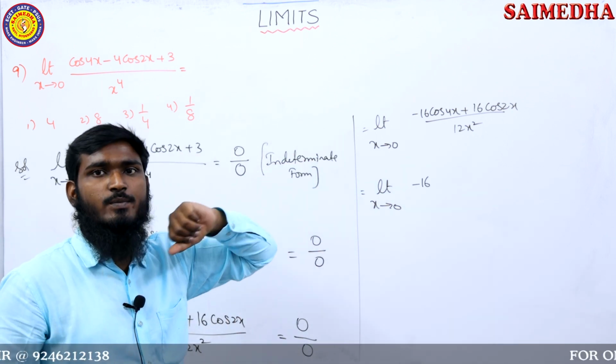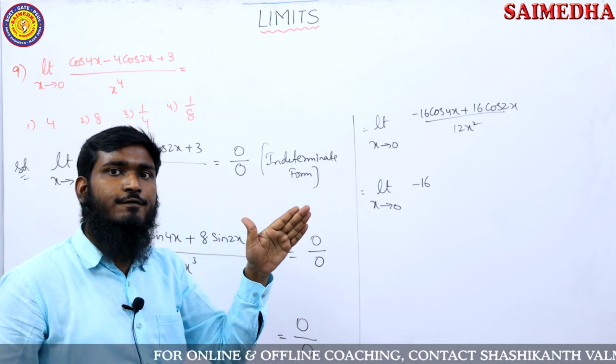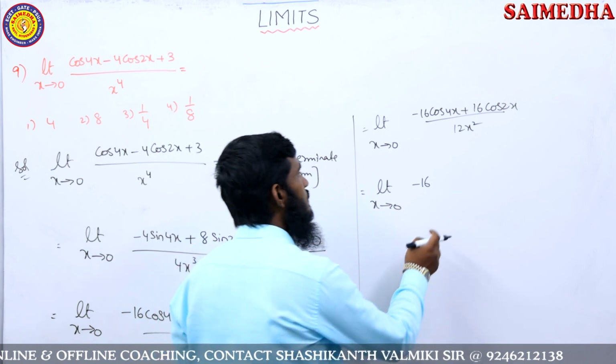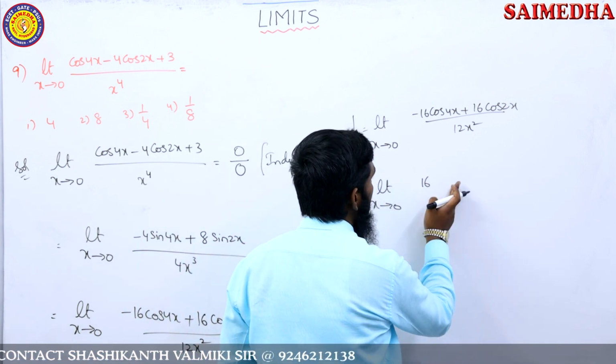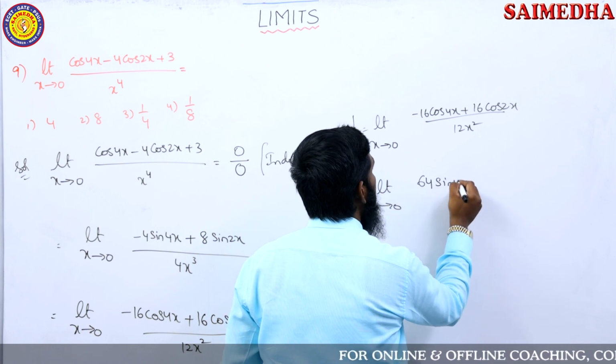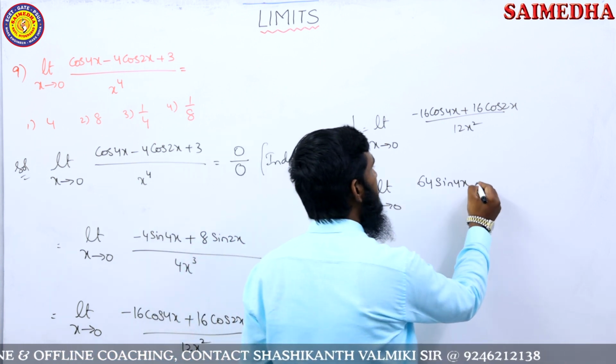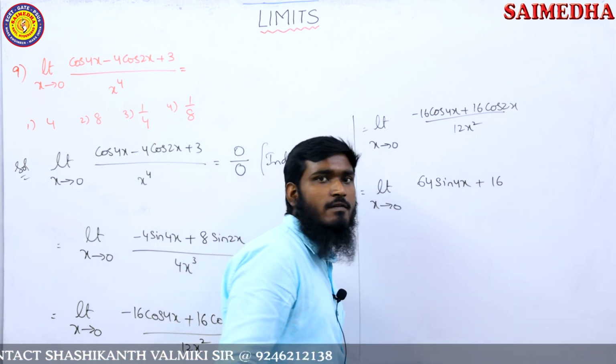Now for cos 4x, what is the formula? It will be minus 4 sin 4x. So minus into minus is plus, and 16 into 4 is 64, then this will be sin 4x. 64 sin 4x we have taken. Now plus 16 we are writing as it is.